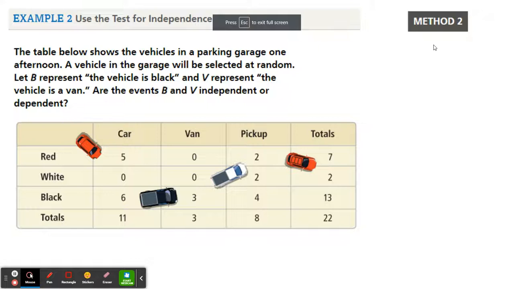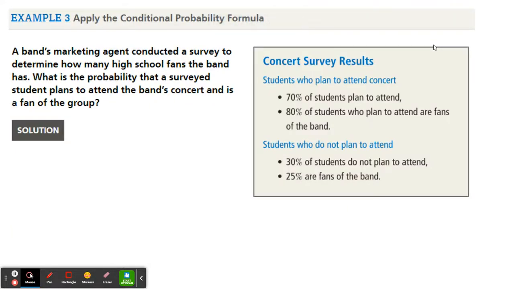All right, so last video here. Again, sorry for the third video, but I just want to take my time on conditional probability. It's so important. So we're going to apply the conditional probability formula.